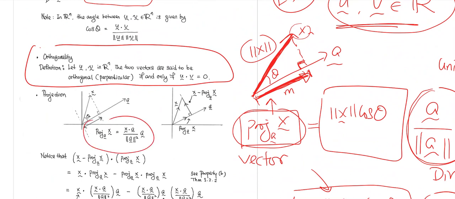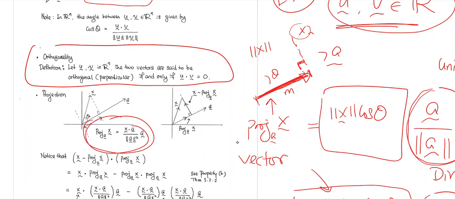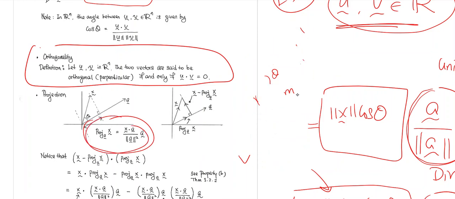So this is true in R2 and R3 where we can see it, but it's still true in Rn. We just extend it: in R5, just the same thing. In R6 is the same thing. In R1000 is the same thing. Okay, so we have the projection vectors. The projection formula is given here.